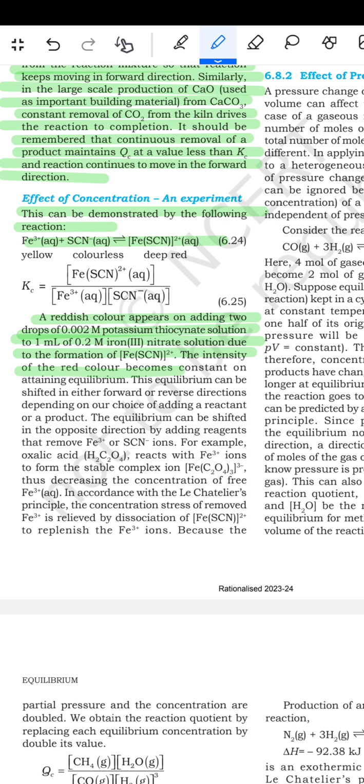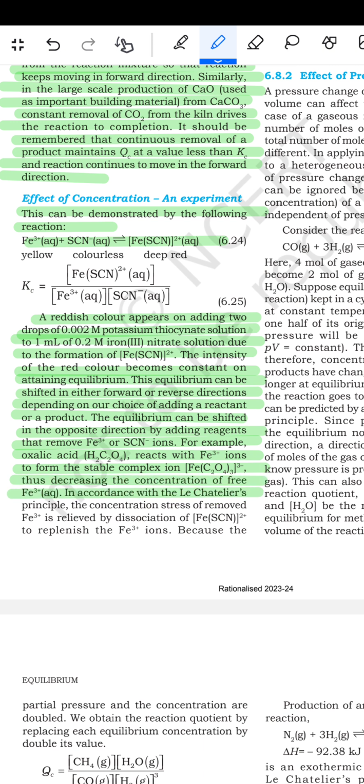The intensity of the red color becomes constant on attaining equilibrium. This equilibrium can be shifted in either the forward or the reverse direction depending upon the choice of adding a reactant or a product. The equilibrium can be shifted in the opposite direction by adding reagents that remove the Fe3+ or the SCN- ions. For example, oxalic acid H2C2O4 reacts with Fe3+ ions to form the stable complex ion Fe(C2O4)3 3-, thus decreasing the concentration of the free Fe3+ ion.